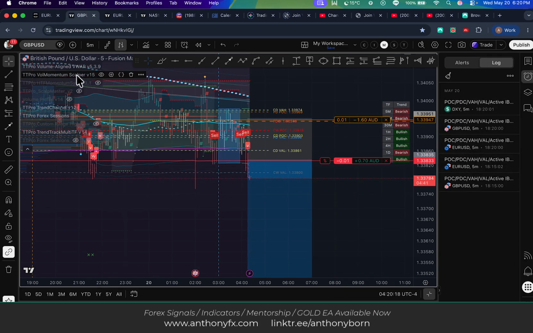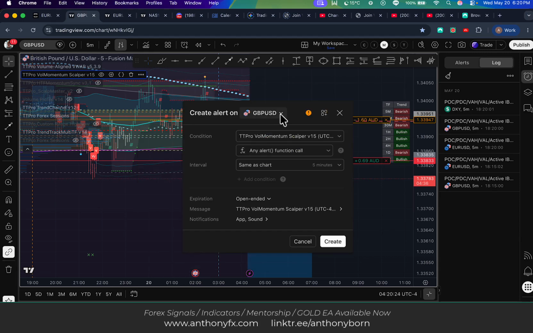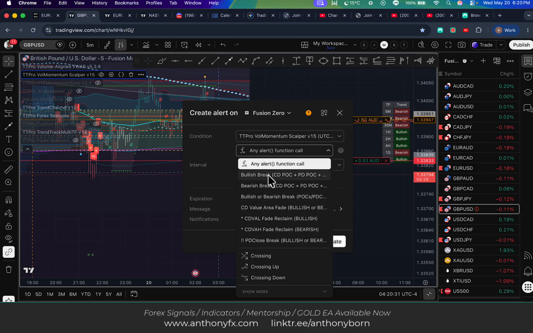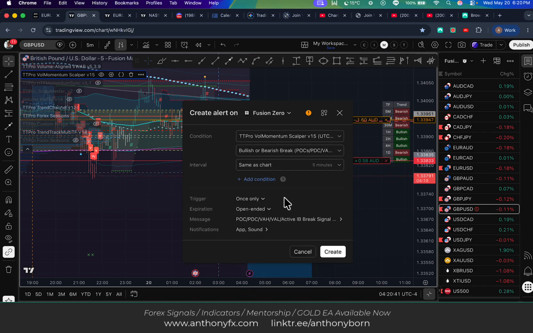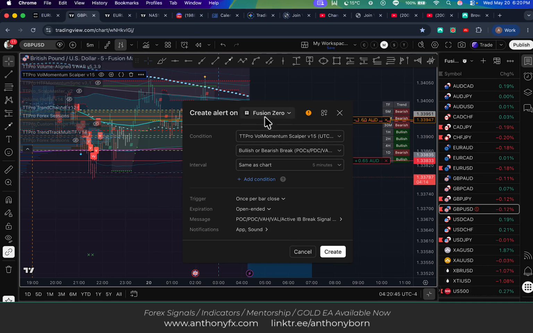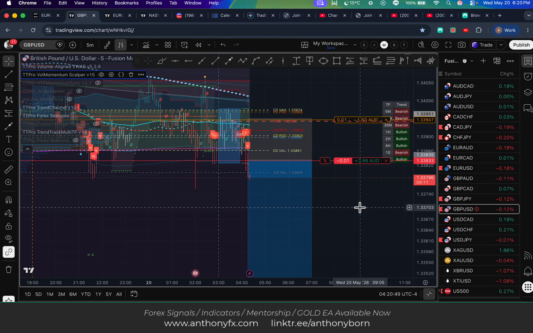So to set the alert, just go three dots, add alert. And what I've done is I've gone Fusion 0. I've picked up everything. And you've got to go down to bullish or bearish break and look at all this stuff after it: POC, PDC, VA, HVAL, IB, bullish or bearish break. Once per bar close, app sound and so on. And create. I've already done it, so I won't do it again. Okay, that's moving quite nicely.